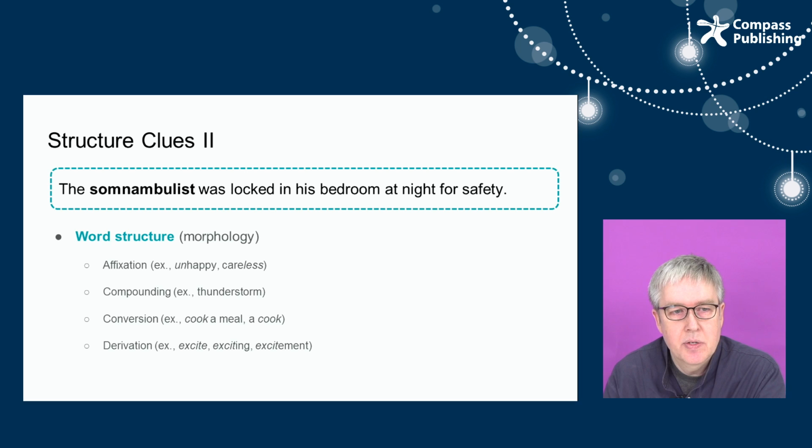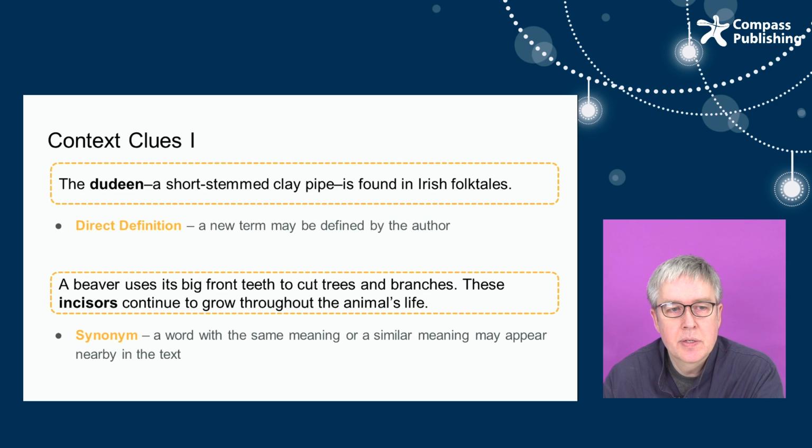The second category is context clues. So context clues, lots of people in our comment section said context is the main thing that they focus on. So what do we mean by context? Context means sort of the words around that unknown word. Let's say we don't know what a doudine is, for example. The doudine, a short-stemmed clay pipe, is found in Irish folktales.